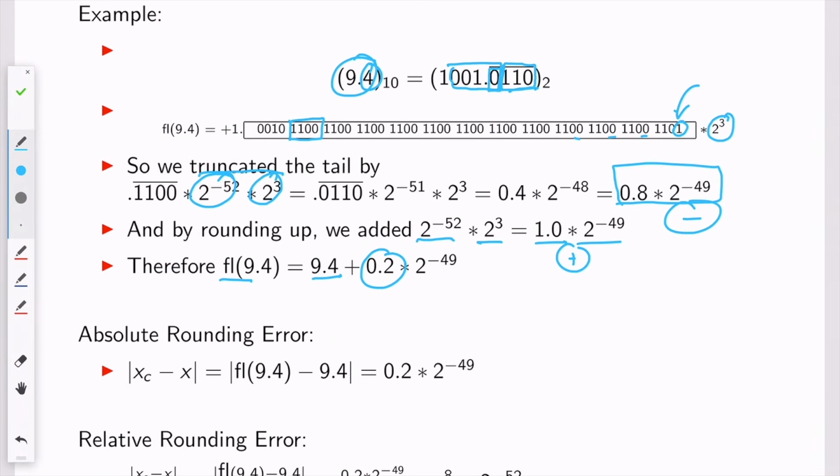We can talk about the absolute error as just the magnitude of the difference between the actual number and the floating point representation. So that's this bit here. That's 0.2 times 2 to the minus 49th. And we can talk about the relative rounding error, which is just the absolute error divided by the true number. So it's like what fraction of the true number is the error. And here that turns out to be 8/47 times 2 to the minus 52nd. We won't show this, but it's not too bad to show that this relative rounding error is always less than or equal to machine epsilon divided by 2.